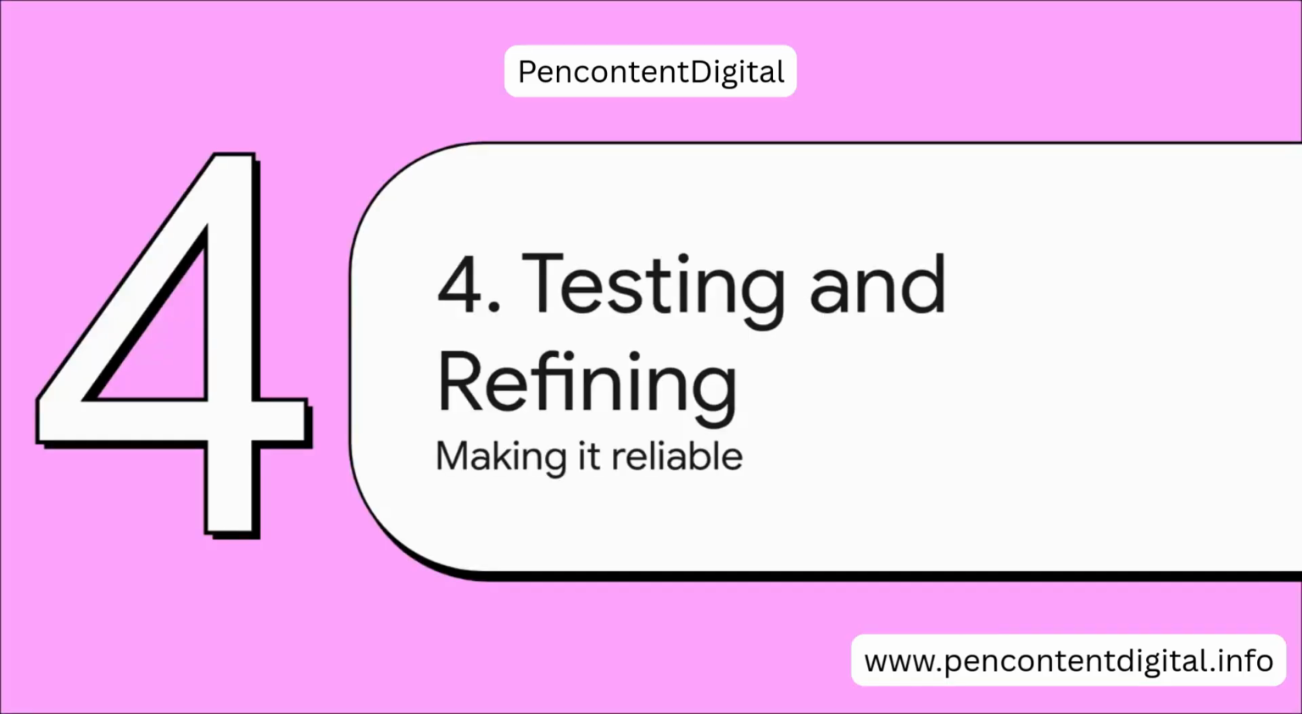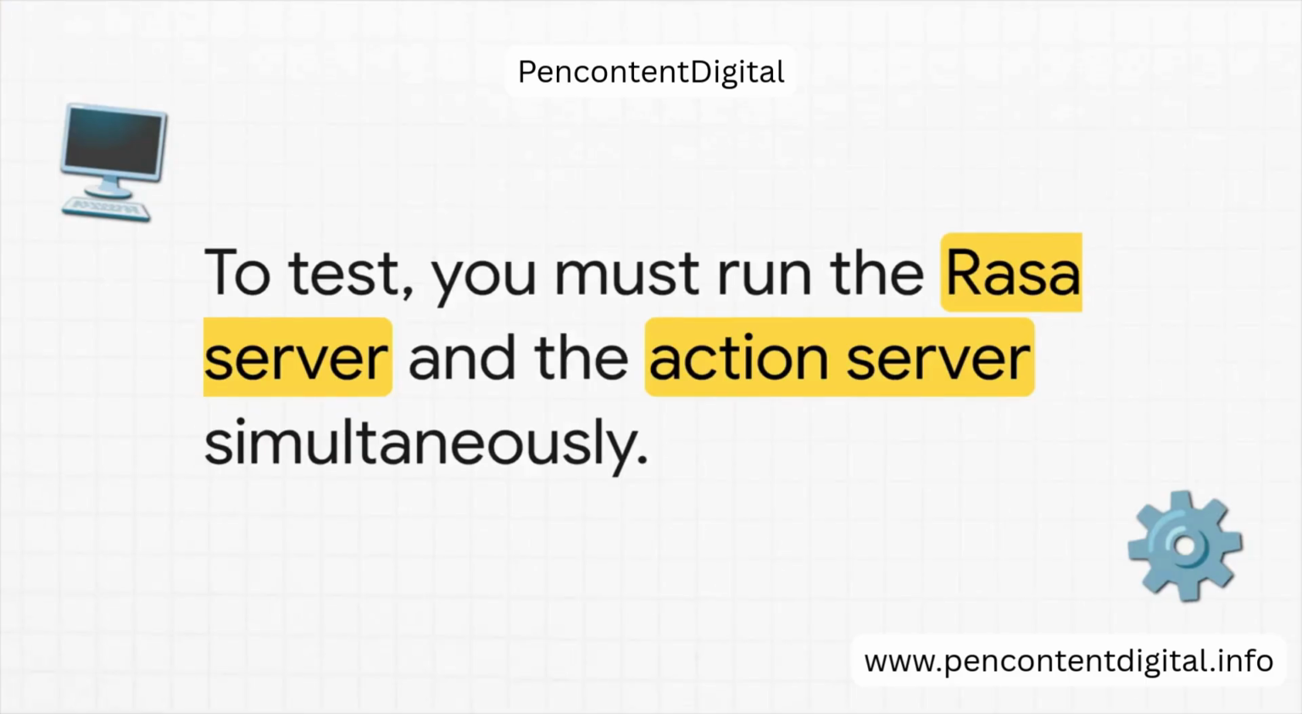Now, building the bot is one thing, but making it reliable is a whole other challenge. That brings us to section 4, testing and refining. This phase is all about making sure the chatbot is robust and ready for real people to use it. And here is a huge practical tip. A chatbot like this is often 2 separate programs running at the same time. You have the main server handling the conversation logic, and then you have the action server that's executing all these tasks. For anything to work, they both have to be running at the same time and talking to each other.